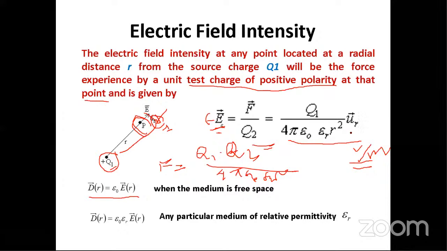In free space, epsilon r value is 1. That is why it is multiplied by epsilon 0 into E r. And in case of any particular medium except free space, it will be denoted by epsilon 0 epsilon r into E r. Okay. Did you understand?